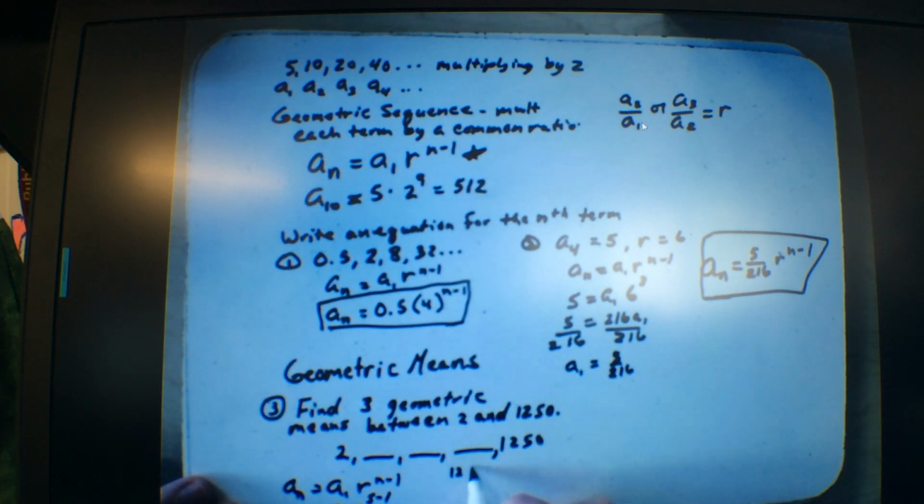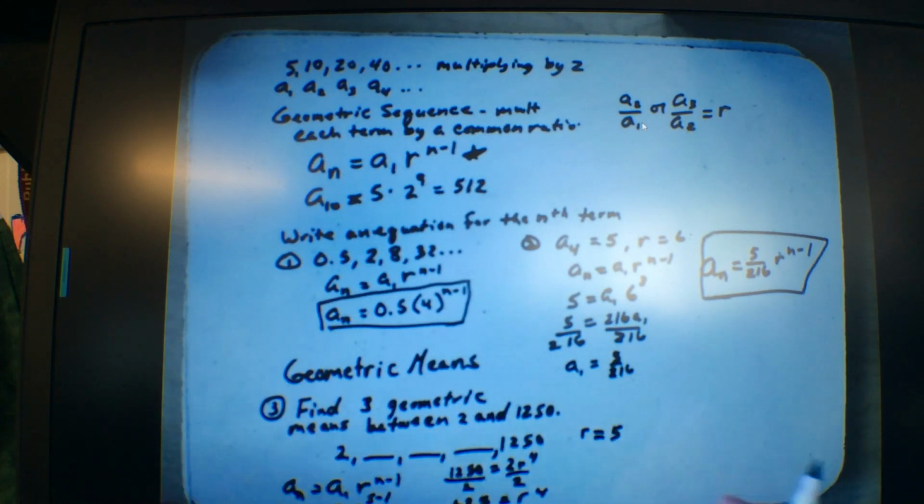So I can take 1250 equals 2r to the 4th. I divide both sides by 2 and I get 625 equals r to the 4th. What number times itself 4 times equals 625? 5. That is correct. You take the 4th root of 625. Do you understand that? Yeah. So my common ratio is 5. My common ratio is 5.